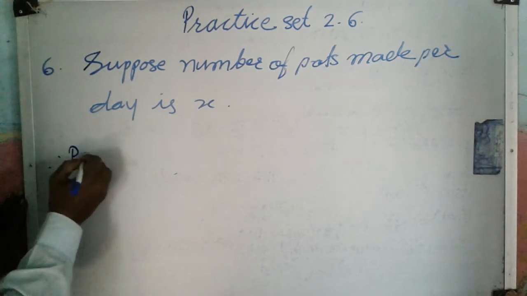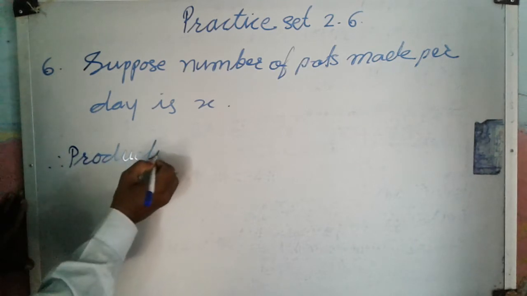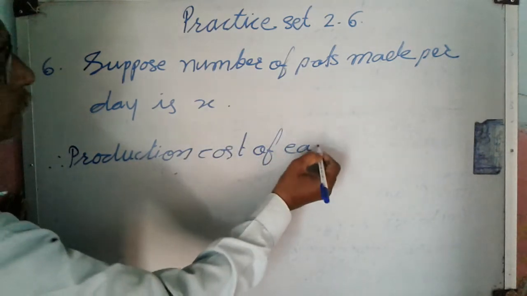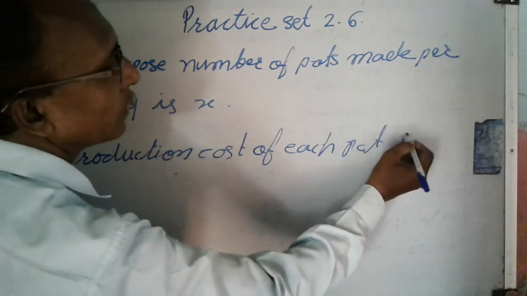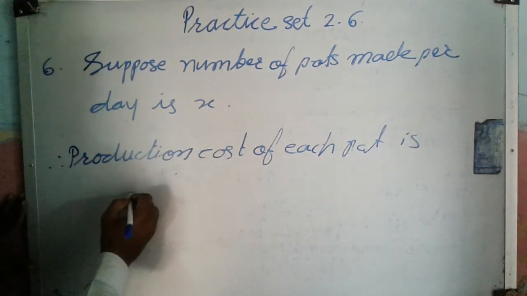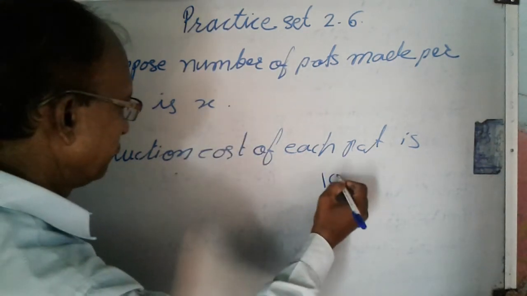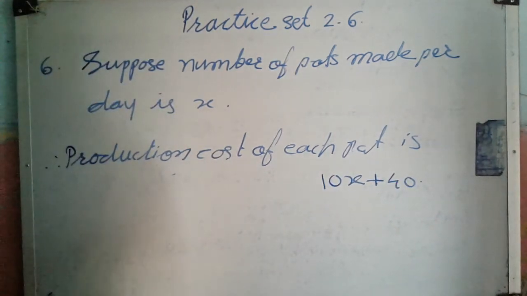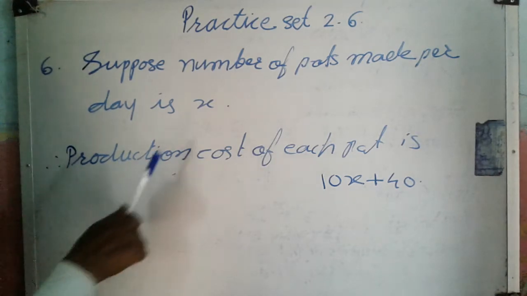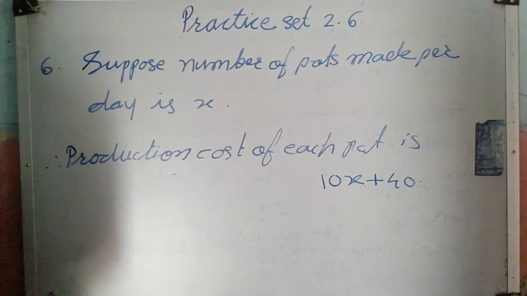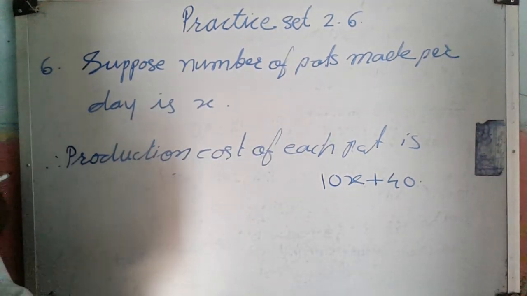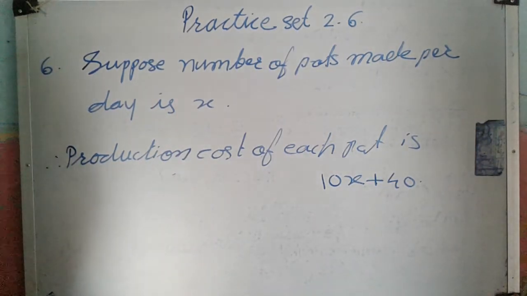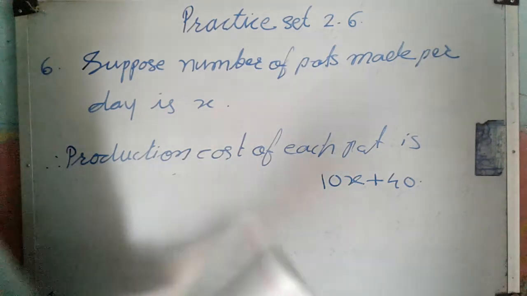Therefore, it is 10 times x plus 40. That means the production cost of each pot is 40 more than 10 times the total number of pots. Okay, now the next information is given here.